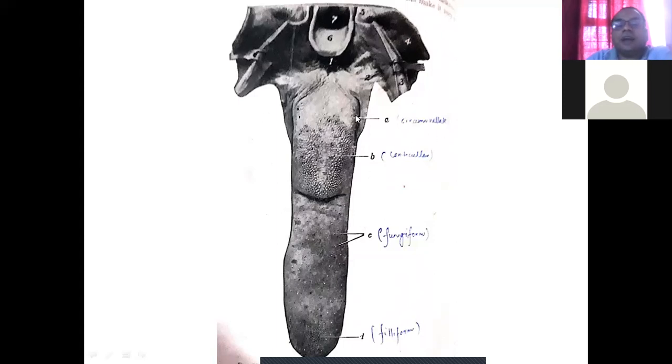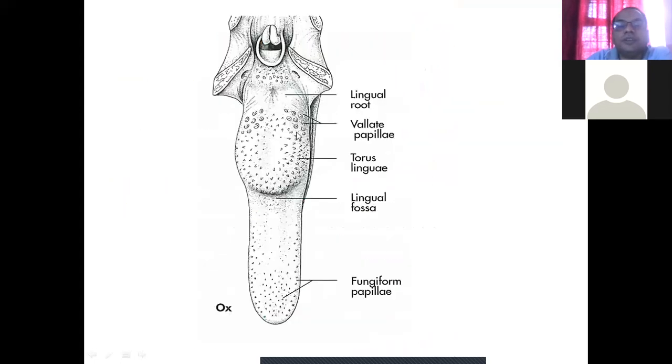And here at this level, you will find the circumvallate papillae. Here in this picture, which is not visible clearly, you see this rounded one. This is the circumvallate papillae. This one is the circumvallate papillae.